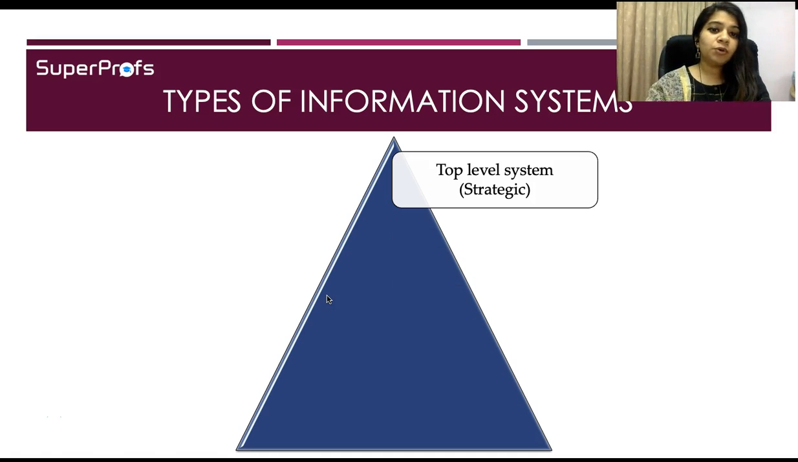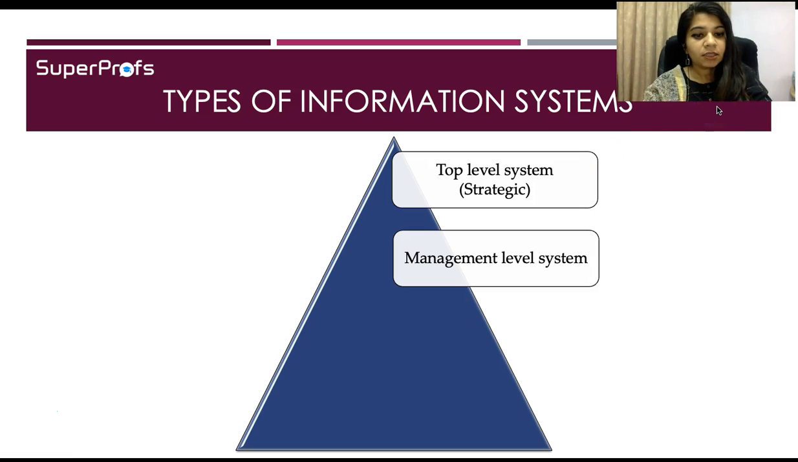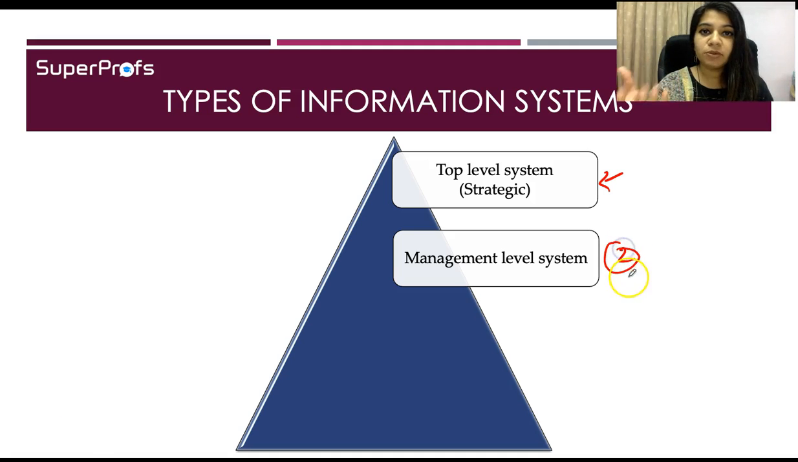All right, so first of all, the highest level in an organization, which is the top level and which requires some strategic decision making, is also called the strategic level system. Okay, so first comes our strategic level system. Then we have the management level system. All right, management level system would mean where the mid-level managers are, people who need to make decisions and manage the employees who report to them. All right, so this is the second, management level system.